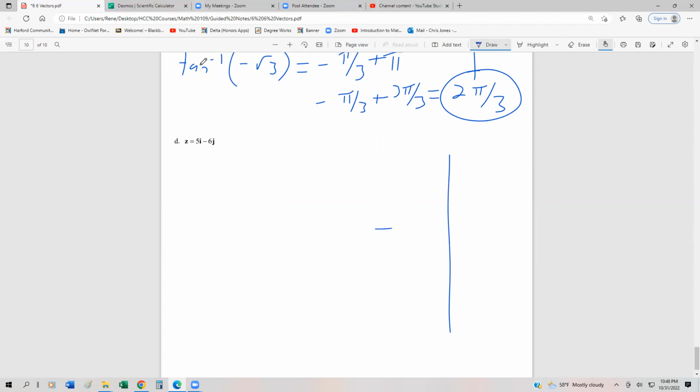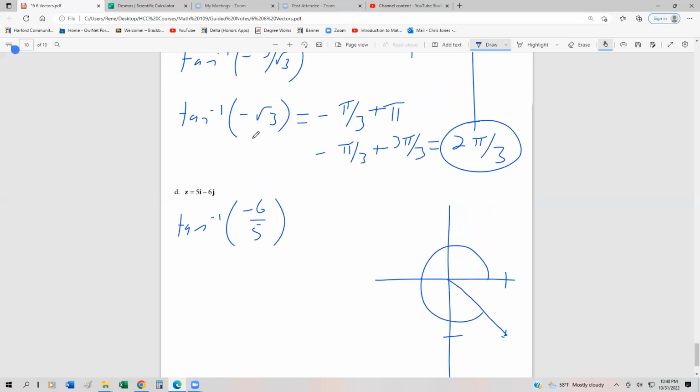All right, so if we graph it, we know that 5 is over here, 6 is down here, and so this would be our vector. All right, and so we know that we're going to end up somewhere in quadrant 4. Okay, so our radian measure when we're done with it should be somewhere between 3 pi halves and 2 pi. To find this, we're going to find the inverse tangent of -6 over 5. Okay, so it's always y over x.